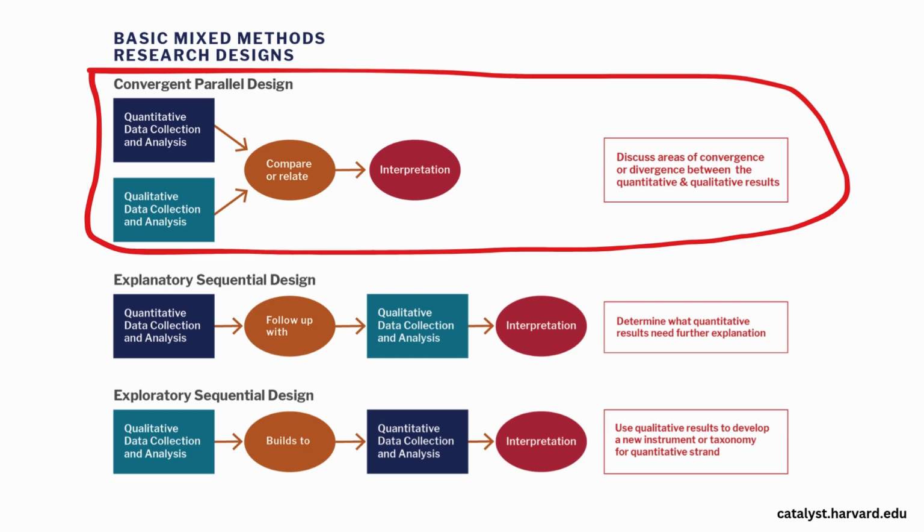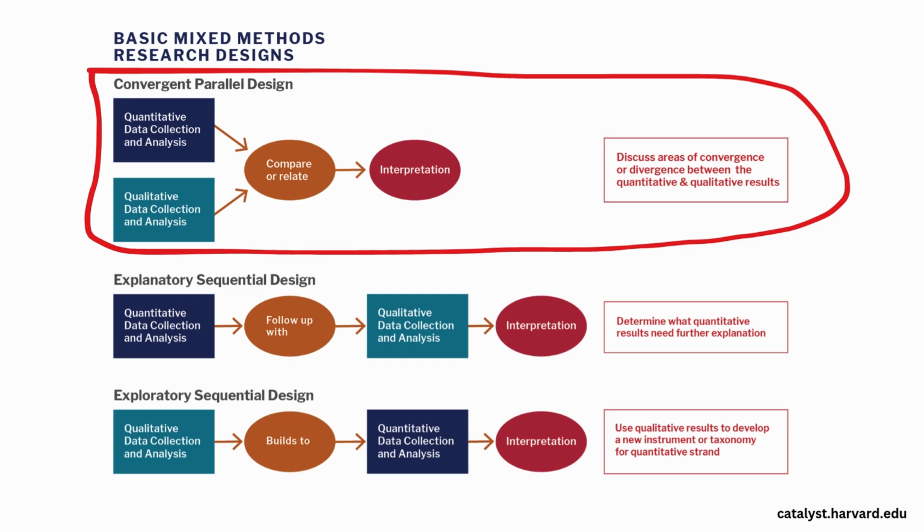For example, if you're studying the impact of a new teaching method, you might conduct a survey to gather numerical data on student performance, which is quantitative, while also holding interviews with students to capture their personal experiences and feelings about the new method, which is qualitative. After analyzing both datasets, you would bring them together to see if the qualitative insights help explain the quantitative results or vice versa.